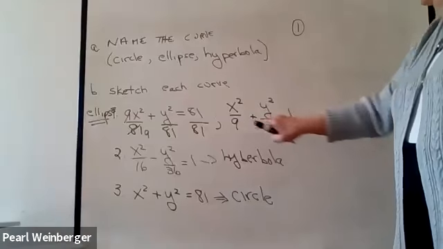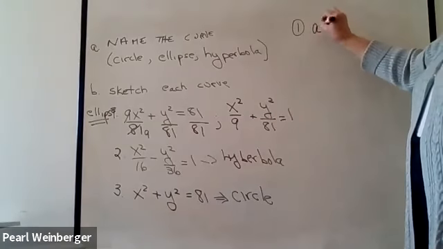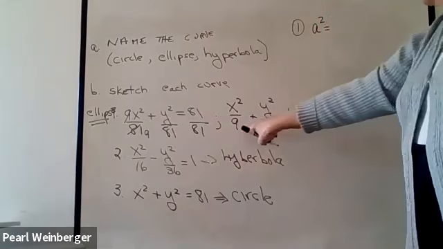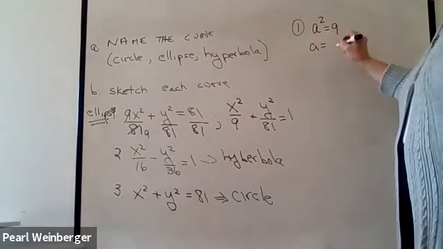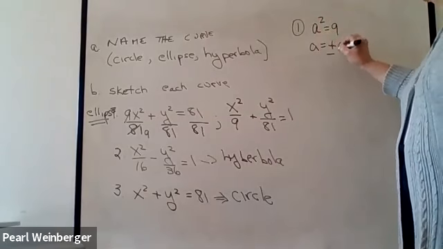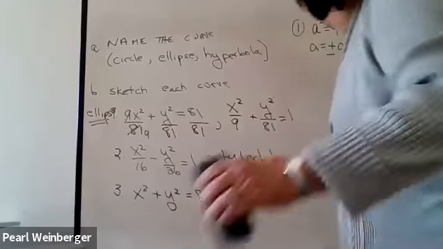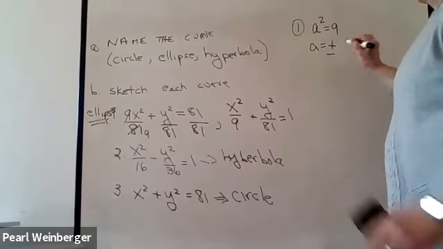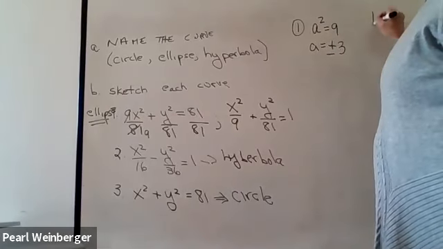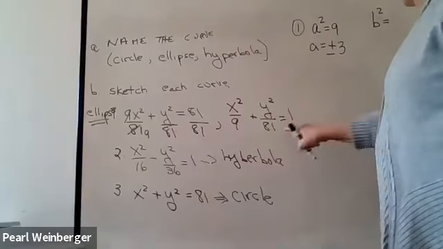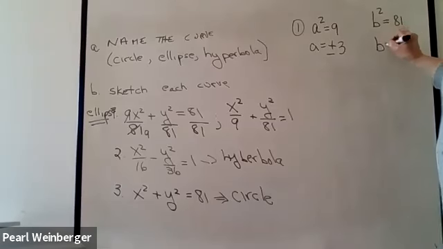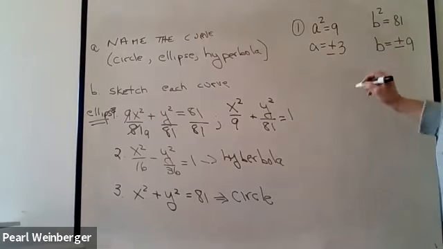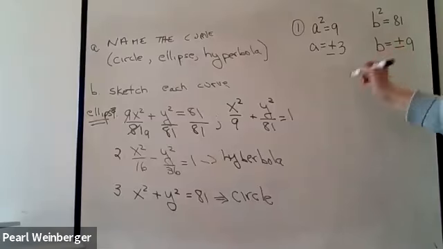Stacia did tell us how to put this one in standard form. In that one, we get that the a squared is 9, which means the a will be plus or minus 3, because you take the square root. And the b squared, which is the number underneath the y squared, is 81, which means that the b will be either positive 9 or negative 9. Remember, I use this symbol to make it easier to write. I don't have to write it twice.